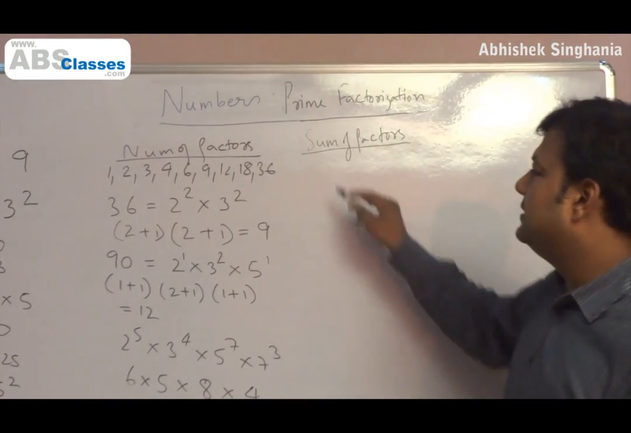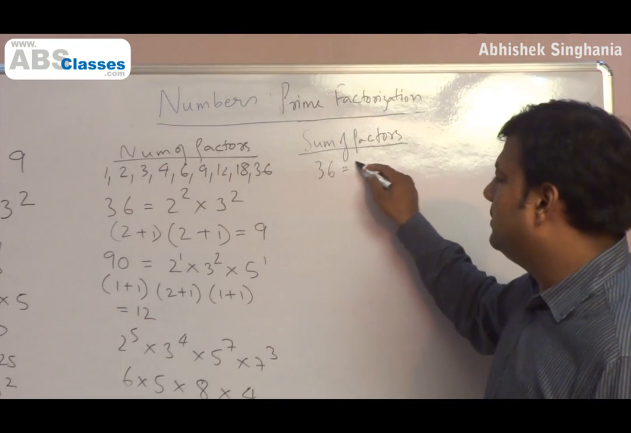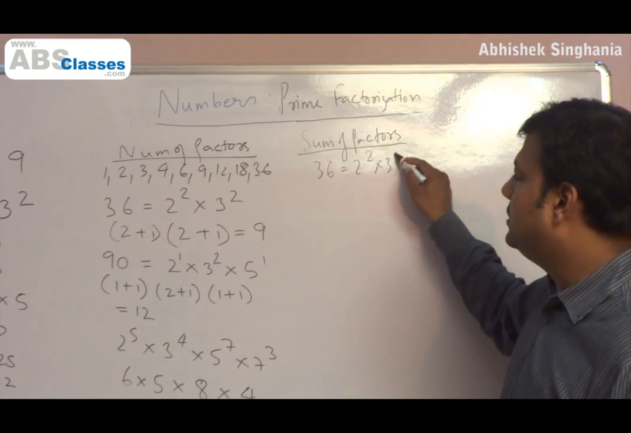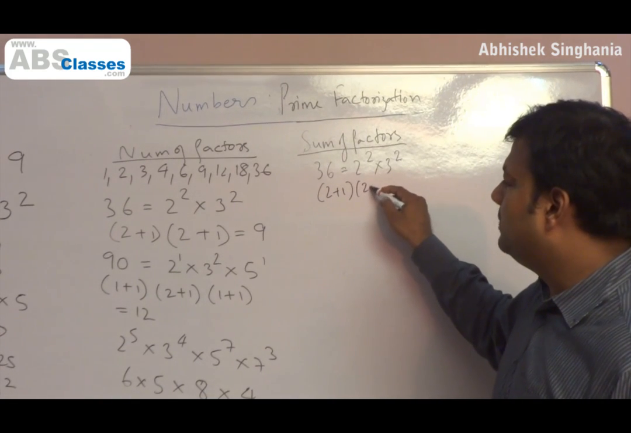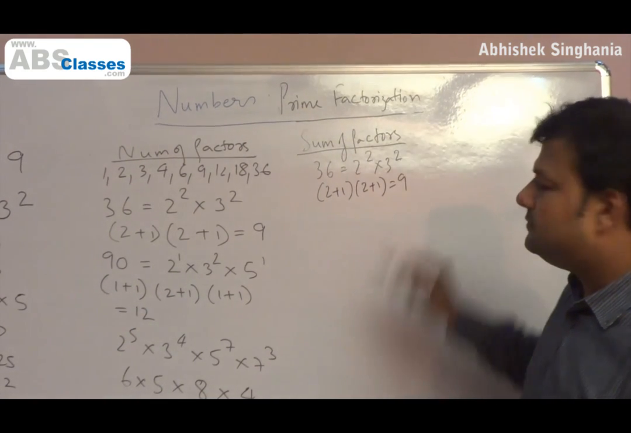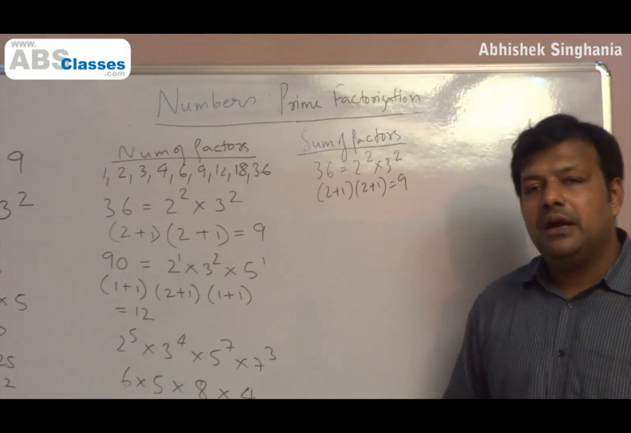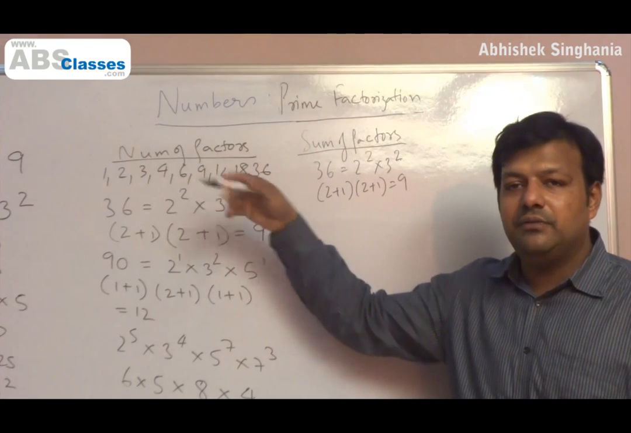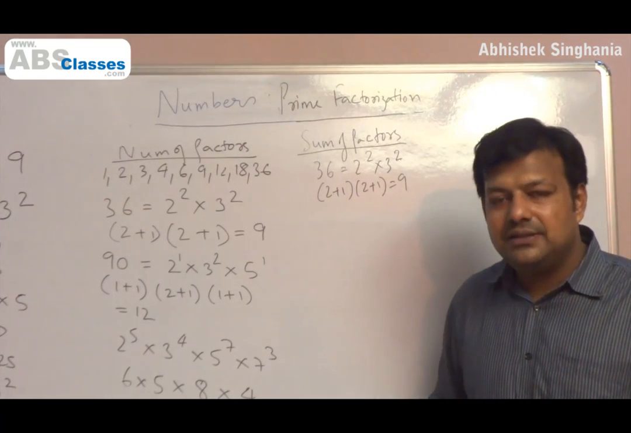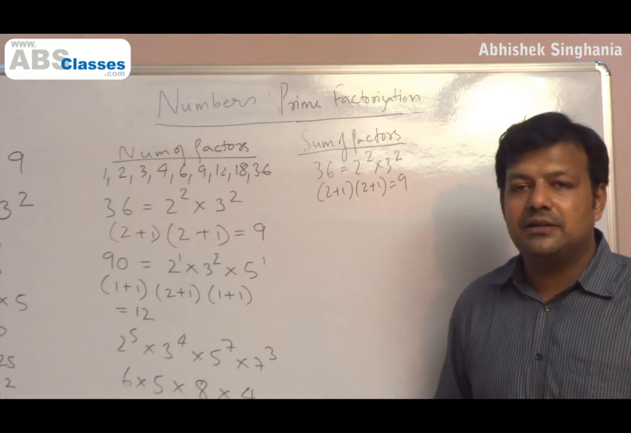Say 36. Let's take 36 again because this is the number we have been dealing with. 2 square into 3 square. So the number of factors is 2 plus 1 into 2 plus 1, 9 factors. Right? What happens when I add up all these numbers? All the factors, 1, 4, 3, 9, 6, 18. What is the sum? Is there some pattern to it, some method by which I can get the sum easily?